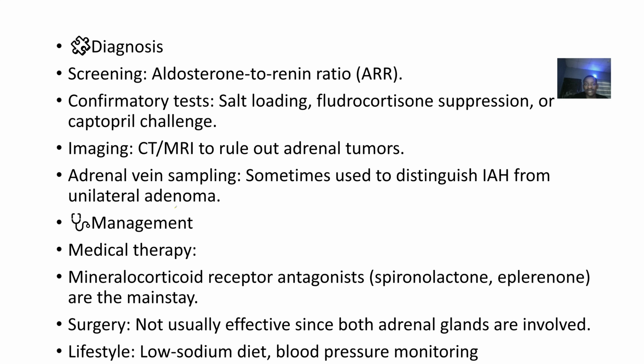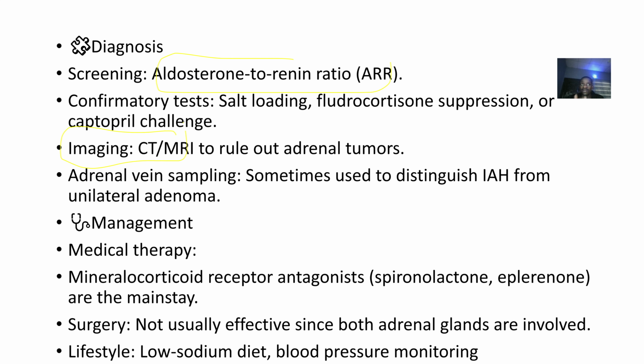You diagnose it by measuring the amount of aldosterone and also doing an aldosterone to renin ratio. Okay, salt loading, fludrocortisone suppression, and captopril challenges. You also do imaging to rule out adrenal tumors. Then adrenal vein sampling. And for management, you give the antagonist.